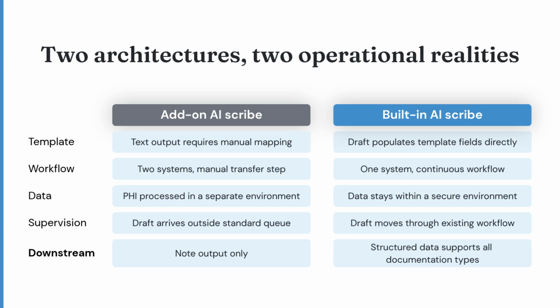That means the same structured information that powers the progress note can also power a transfer summary, an accommodation letter, a referral document. The leverage compounds across the entire documentation operation, not just the progress note queue.